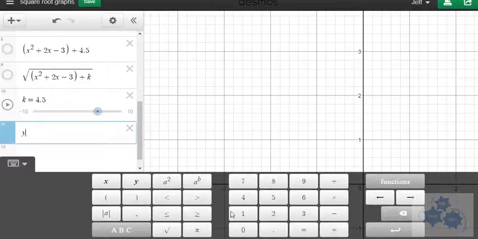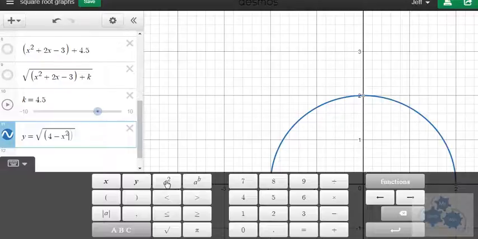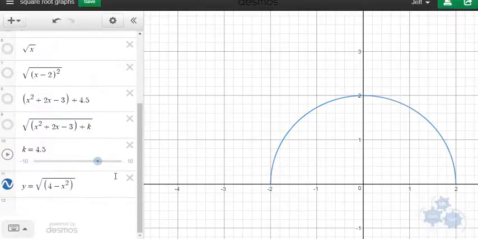I want to do y equals the square root of, let's say, 4 minus x squared. There we go. So this right there is the upper half of a circle. This is the positive square root of 4 minus x squared. So this is a circle with a radius of 2.